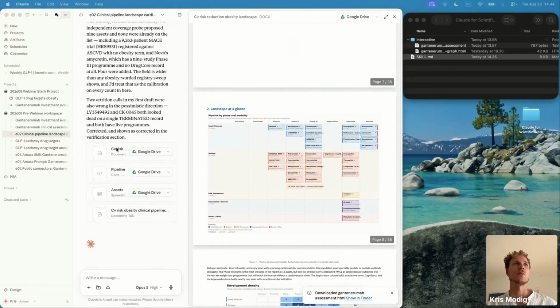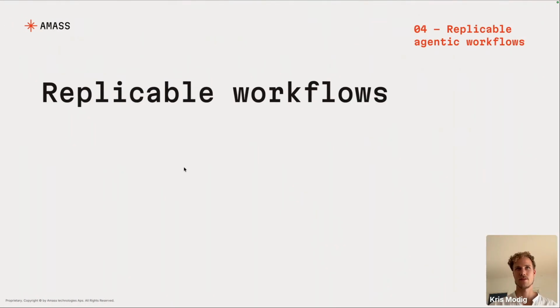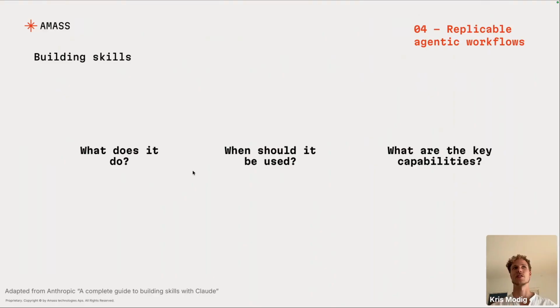So I know we're approaching time, so I just wanted to wrap up with the last section here, which is the replicable workflows. I already touched on this and we mentioned the skills, but when we're building skills in general, if we approach it from scratch, what does the skill do? Who should use it, and when should it be used? And then what are the key capabilities that should be defined in the skill? So maybe what are the tools or what are the outputs that Claude should provide?